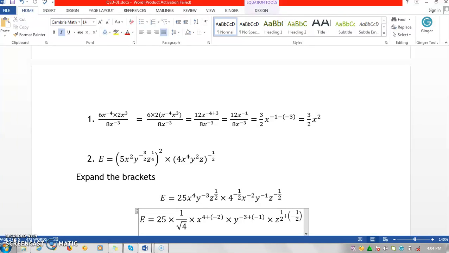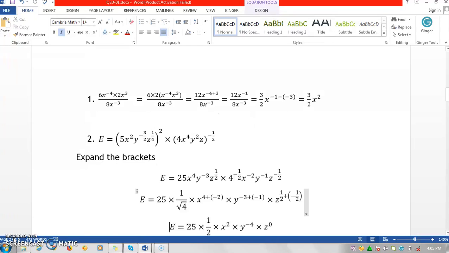Then, we can divide 12 and 8 by 4. We have 3 over 2. Then, since it is division, the powers of x will subtract from each other. That is minus 1 minus of minus 3. Minus times minus is plus. So minus 1 plus 3 will be 2. So our answer is 3 over 2 x squared. Quite easily done. Very simple. Just follow the steps, check the rules and you get the answer.